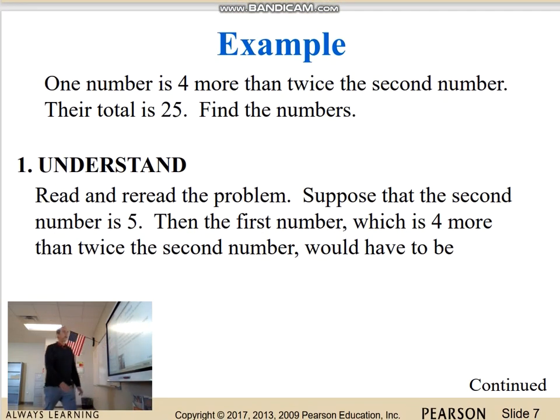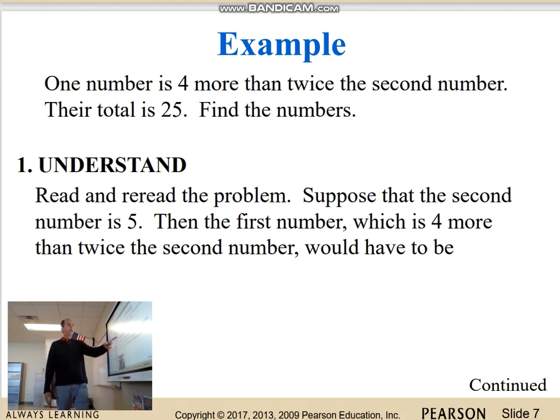Let's see how it works on an example. One number is 4, this is the question. One number is 4 more than twice the second number. Their total is 25. Find the numbers. So read, reread, understand what the question is asking.